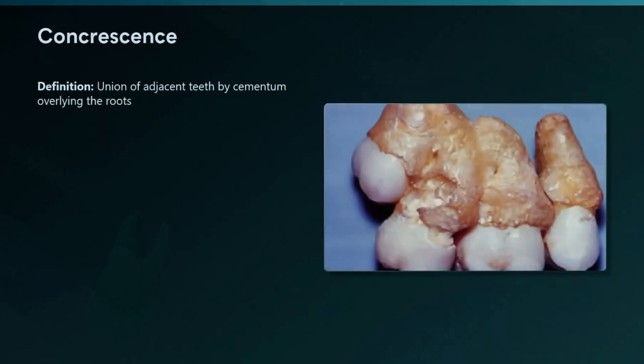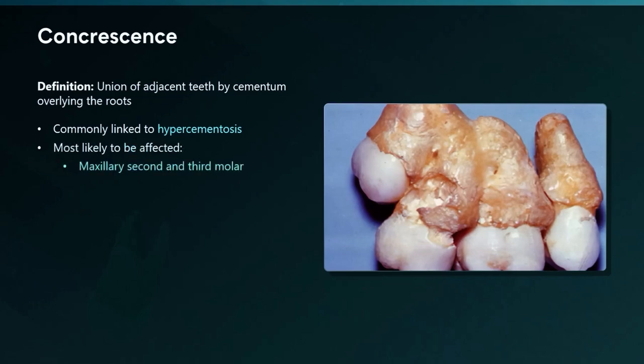Next, we'll discuss concrescence. So this can be characterized by the union of adjacent teeth by cementum overlying the roots. Look at how these teeth appear that they're glued together. So it's commonly associated with hypercementosis, which is an excessive deposition of the cementum. This dental anomaly can lead to various complications, including occlusal disturbances, difficulties with eruption, and challenges for extraction procedures. The prevalence is about 0.04%, and it's most likely to affect the maxillary second and third molars.